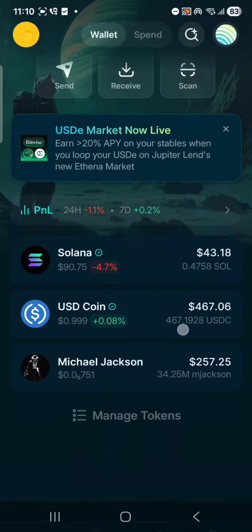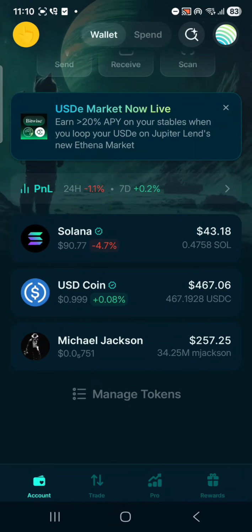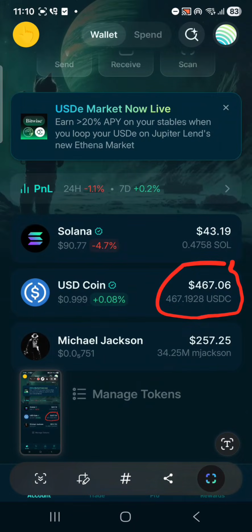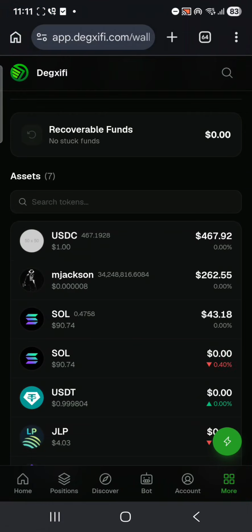I'll open it in my Jup. In my Jup, I also have this here. I'll screenshot it as well. So now let's go open a position and see what we've got to earn.